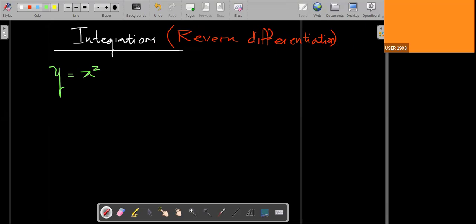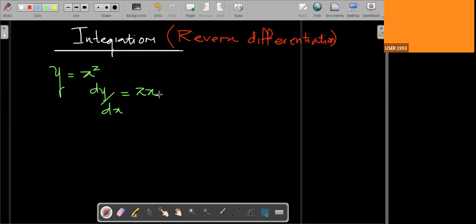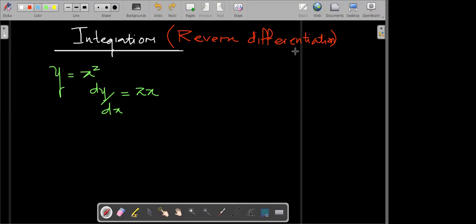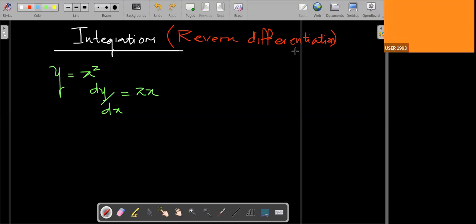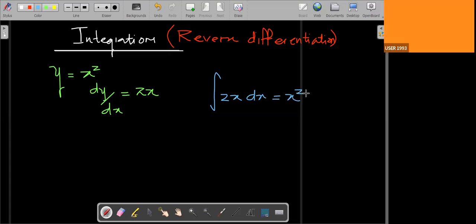So what is the differentiation of y is equal to x squared? dy by dx is equal to 2x. I have mentioned here that integration means the reverse differentiation. If you differentiate x squared, you get 2x. So if you integrate 2x, you get x squared. If the forward is differentiation, then the backward is integration.